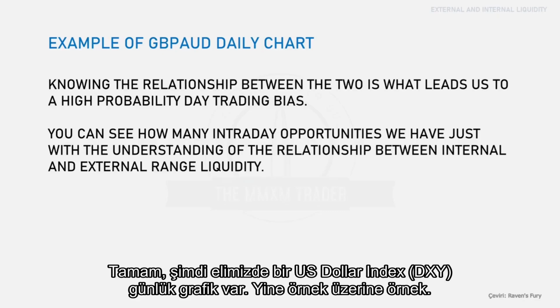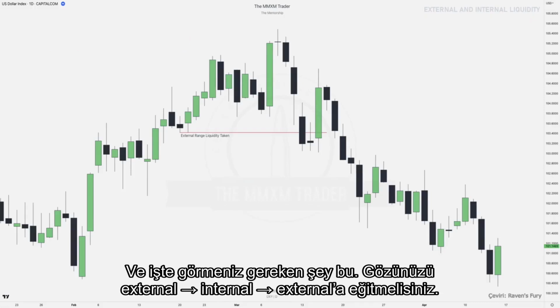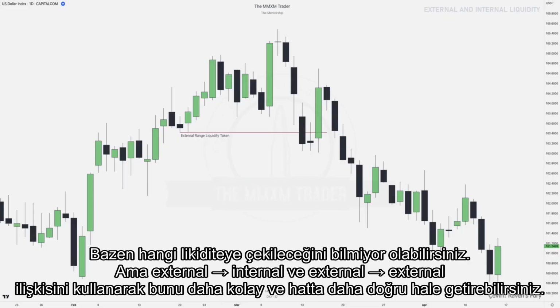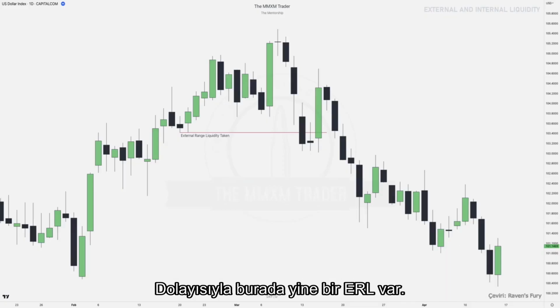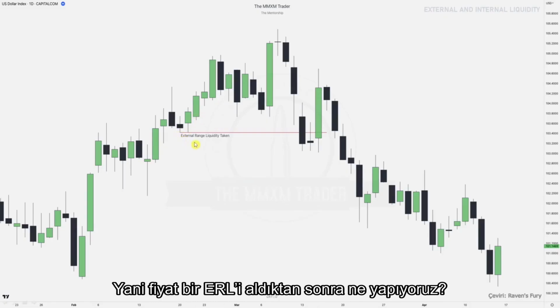All right, we've got a USD dollar index daily chart. Again, example after example, and this is what you need to see. You need to train your eyes for external to internal to external, and it will make your reading of bias a lot better. And sometimes you don't know what is the draw on liquidity, but with using external to internal and internal to external, it will make it a little bit easier and, might I say, more accurate. So over here, external range liquidity again, right?